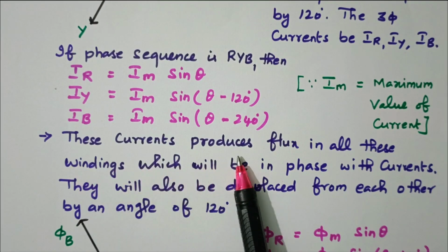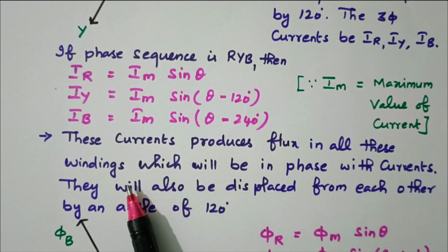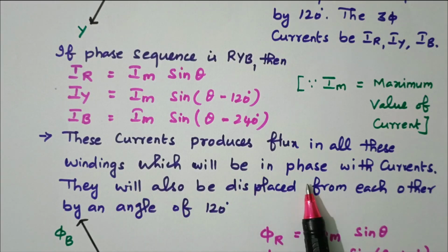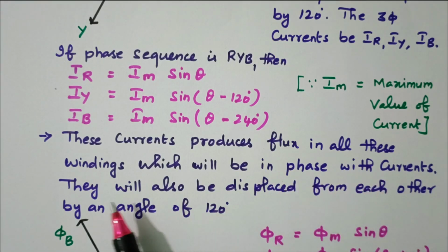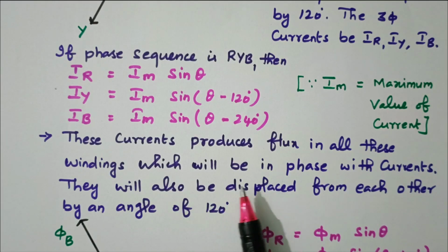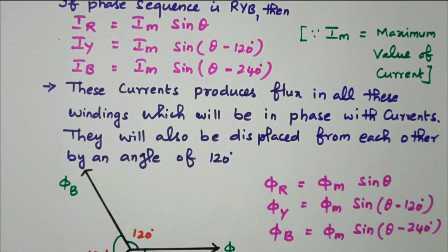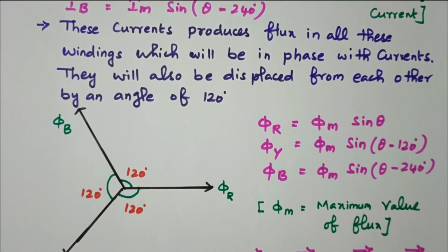These currents produce a flux in all these windings, which will be in phase with the current, but they will also be displaced from each other by an angle of 120 degrees. So when this current is flowing through the winding, it will produce the flux that is in phase with the current, but all displaced from each other by 120 degrees. So we'll see the diagram. So this is the diagram.